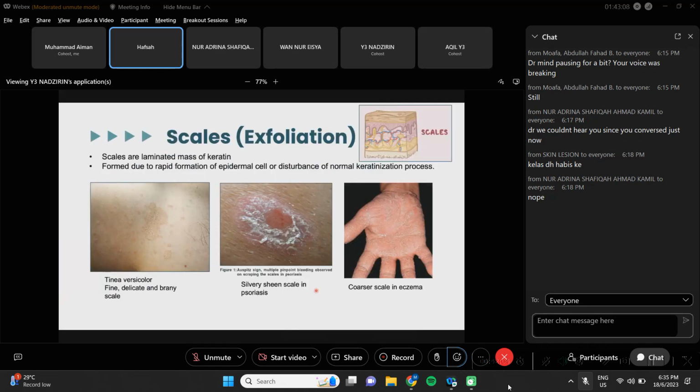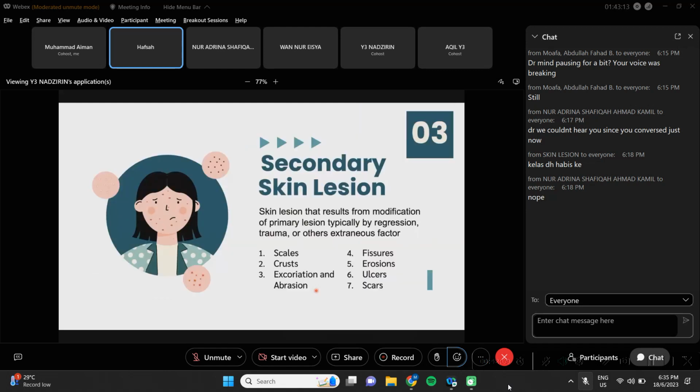Okay, so these are scales. Okay, you go back to the previous slide. Scales, crusts, excoriations, abrasions, fissures, erosions, ulcers, scars. These are secondary skin lesions.